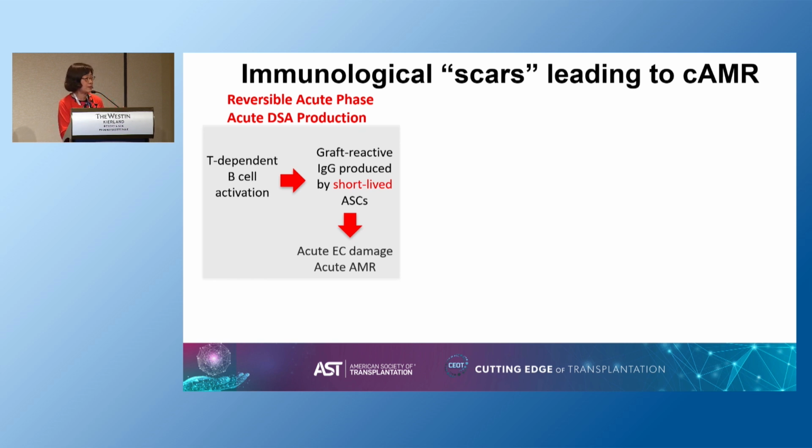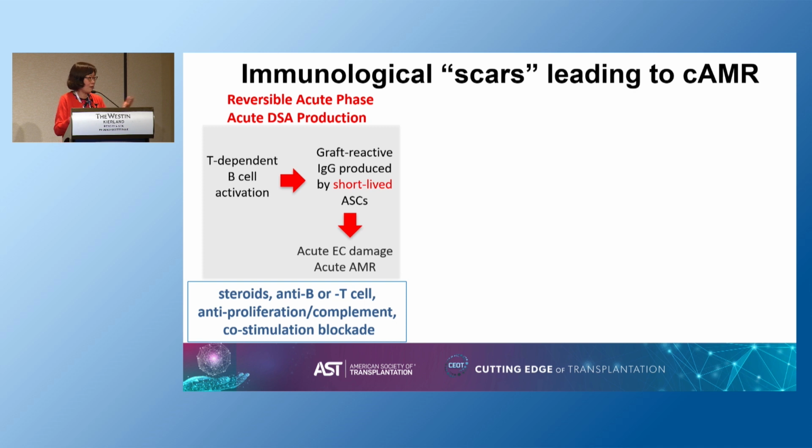This T-cell dependent activation of the B cells generates large numbers of these short-lived antibody-secreting cells. And when you interfere with this T-B cell activation, the antibody-secreting cells that are short-lived just spontaneously clear, and so the antibody response goes down, the acute endothelial cell damage and the acute antibody-mediated rejection resolve, and you return to this healthy state.